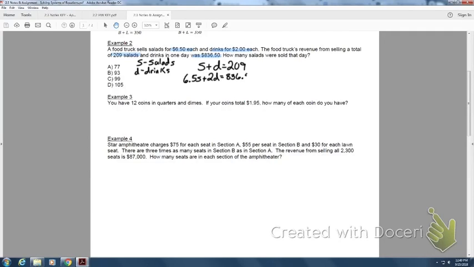Okay. Now, last time we talked about whenever you had dollar amounts, you could do it without the decimals, and you could do that on this one. It would look like this: 650S plus 200D equals 83,650. But those numbers are getting so large that I think the benefit of getting rid of the decimals is going to make it too difficult with the numbers getting that big. I would just rather deal with the decimals in this problem.